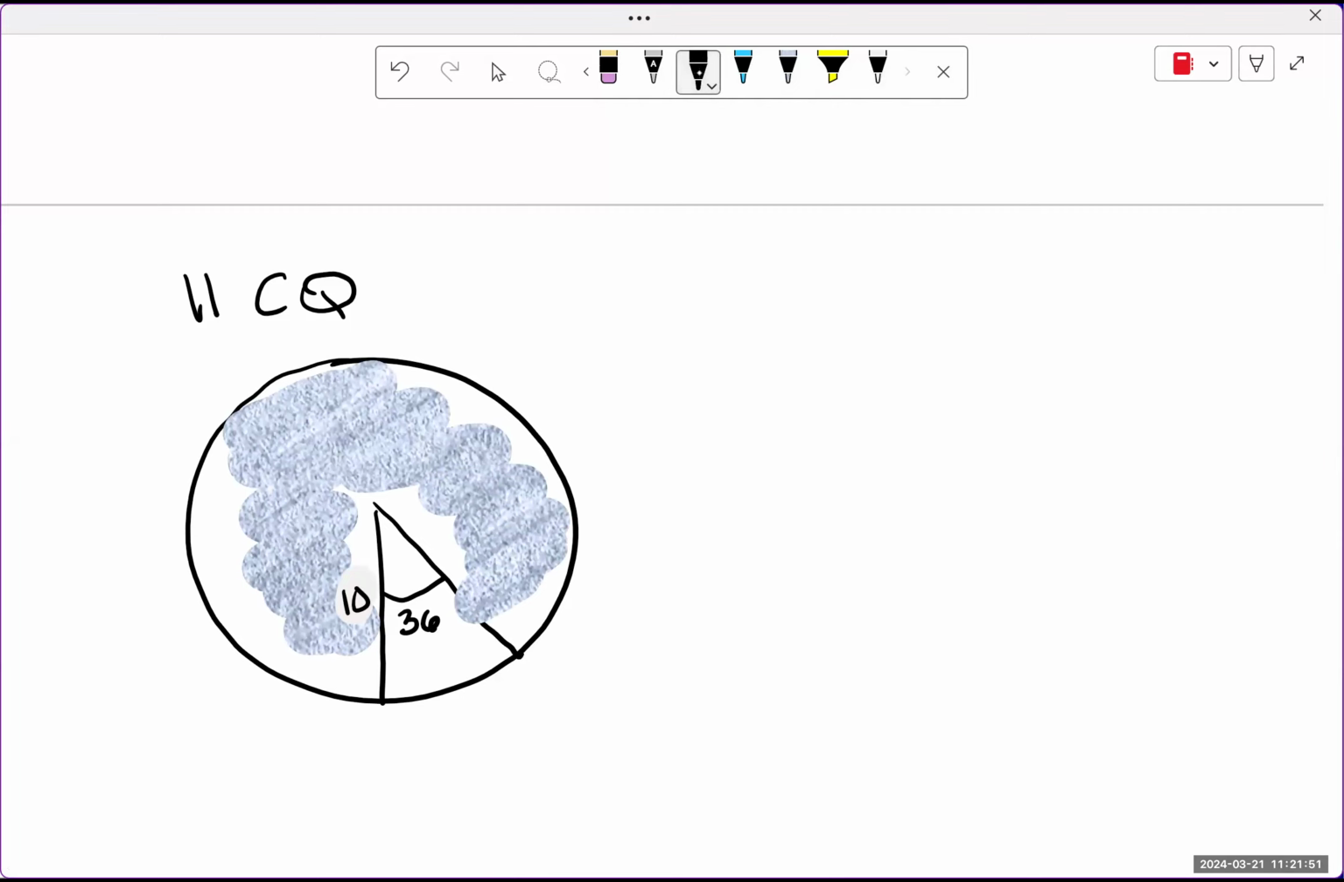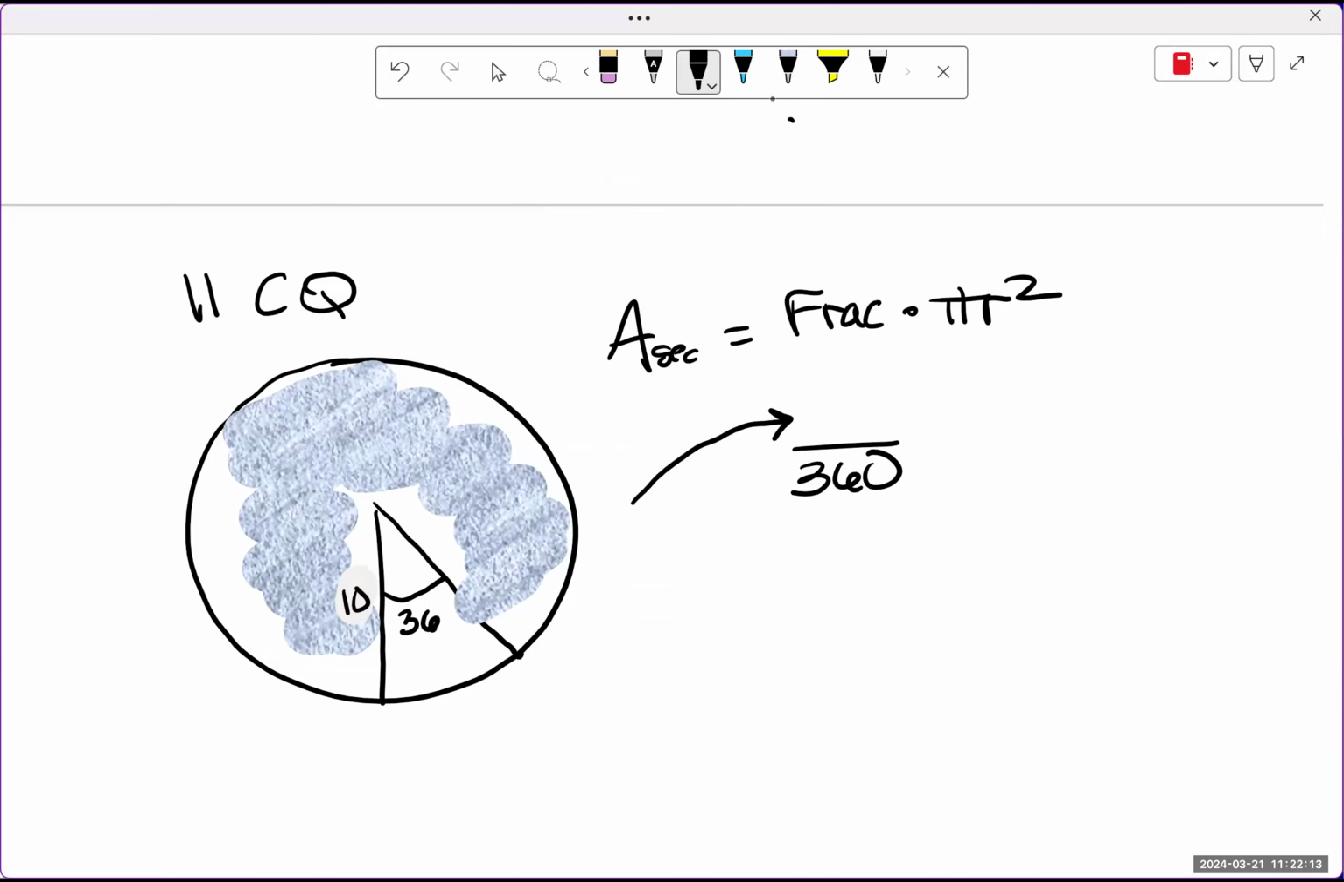So let's do this one. This is going to be for this week's quiz. Area of the sector is fraction times pi r squared. The fraction is always out of 360. Now, how do I get this top number? Okay. This is tricky. Do you see how tricky this is? Do you see that the top number is not 36?